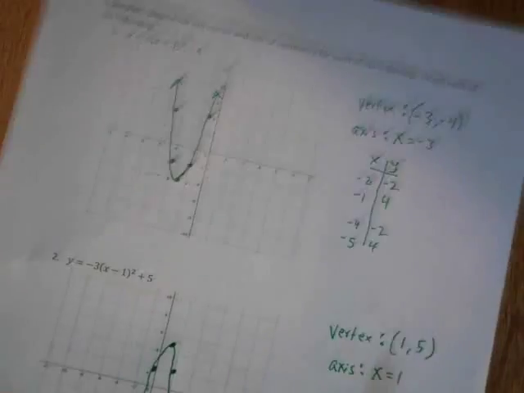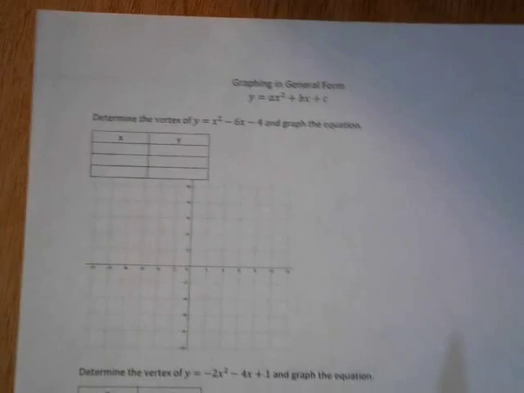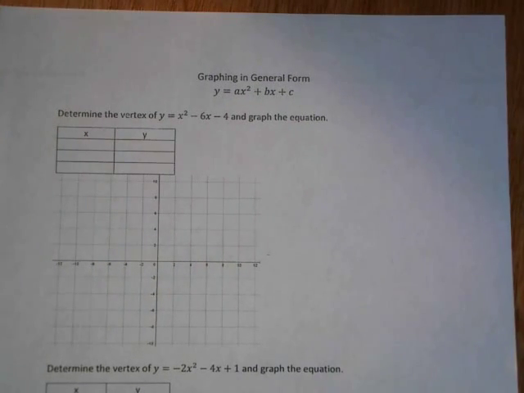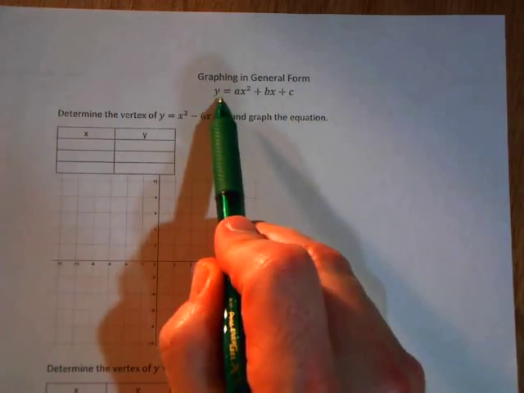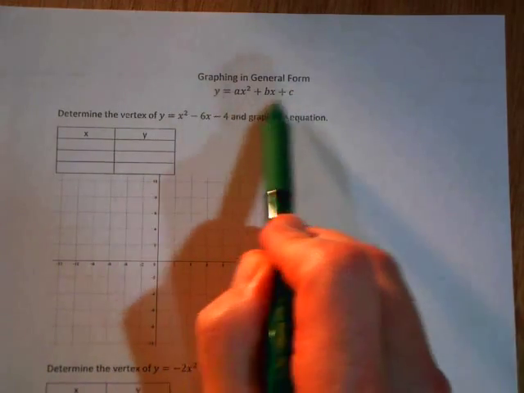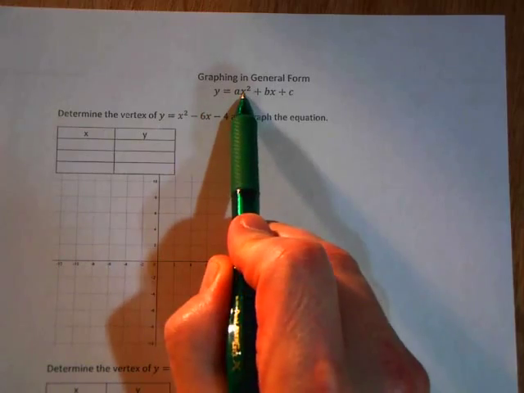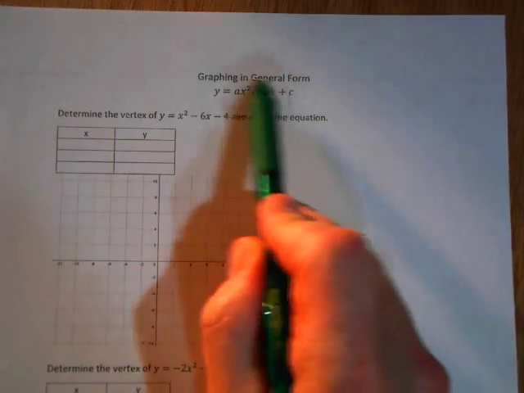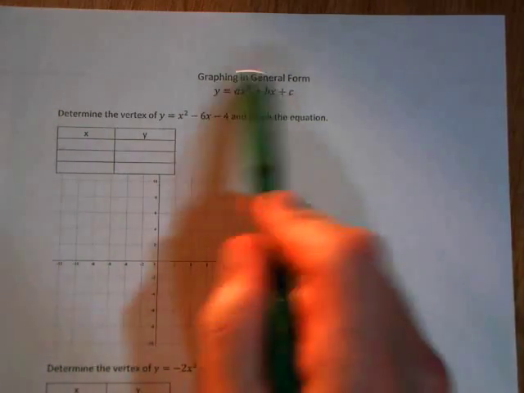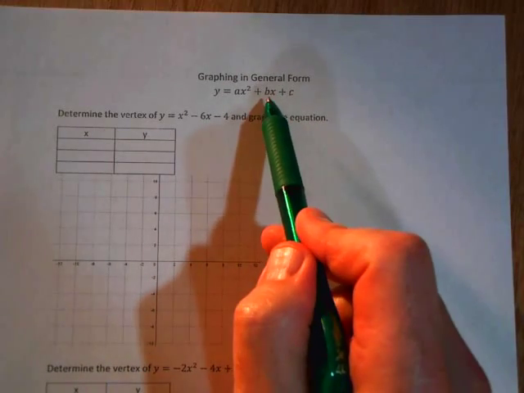Okay, so that's graphing equations in vertex form. Now we're going to take a look at graphing equations in general form. General form is probably the more commonly written form of quadratic functions. y equals ax squared plus bx plus c. We'll be looking at this sort of thing a lot coming up in the near future in this course.